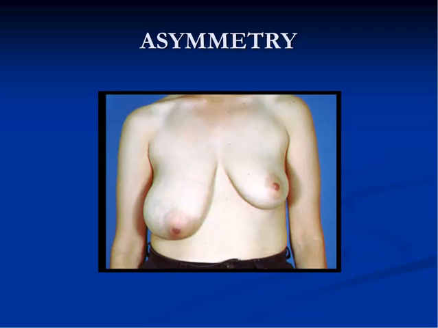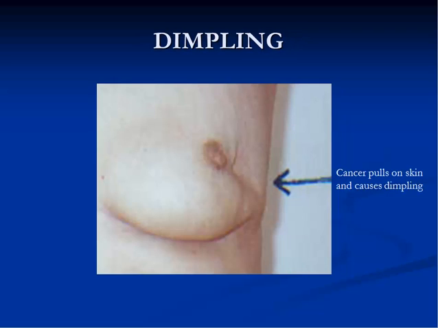Here is an extreme example of breast asymmetry, likely caused by a developmental abnormality. Asymmetry can also occur from pathologic processes such as infection or malignancy. Skin dimpling can occur when a pathologic process such as cancer pulls the overlying skin inward.